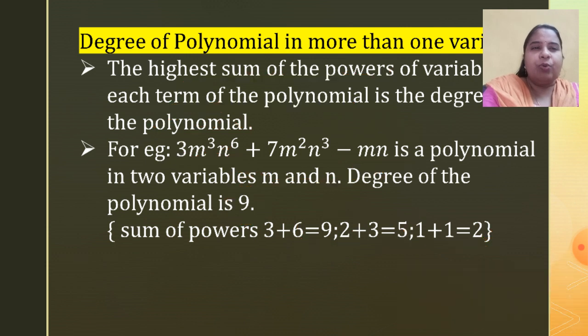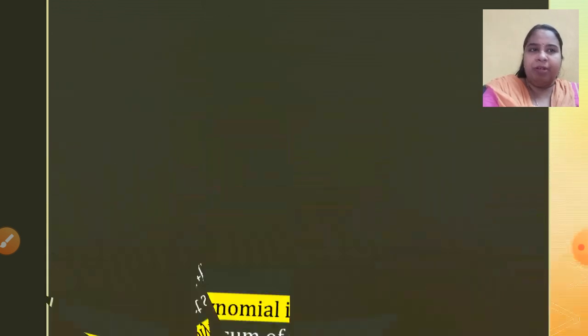This is what you need to remember for polynomials when more than one variable is used. Please write this, very important concept. This is when more than one variable is used. Okay, then the degree will be the highest sum of powers of variables of each term of the polynomial. Okay, so I hope this example is making it more clear, right? So write it along with the example so that you remember it.